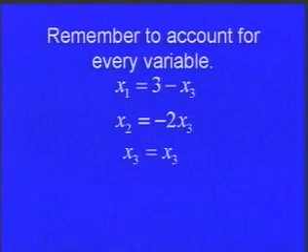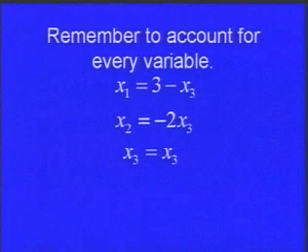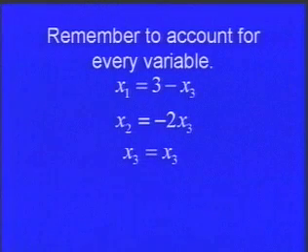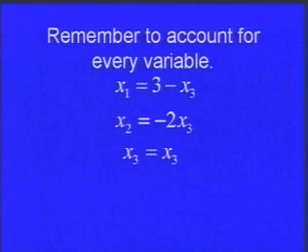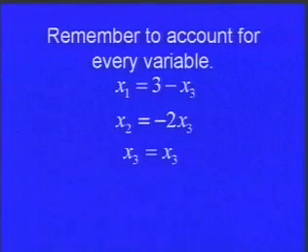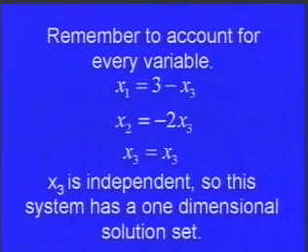x3 is going to be independent. Okay, so x1 is dependent, x2 is dependent. They're both dependent upon x3. But x3 is independent. So rather than writing out x3 is independent, you can just write x3 is equal to x3 and say the same thing. Okay, so this system has a one-dimensional solution set.